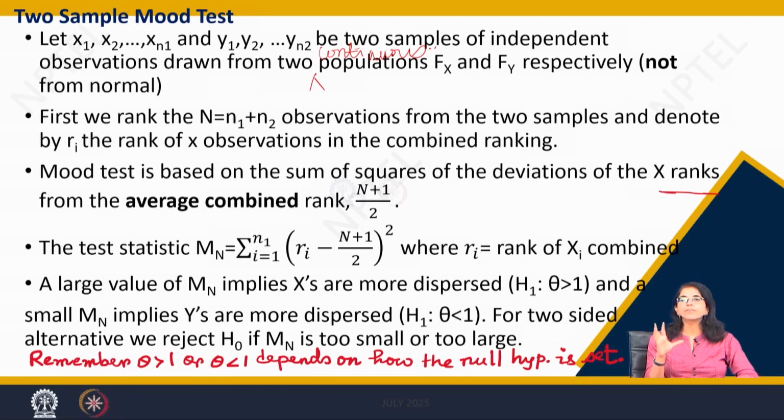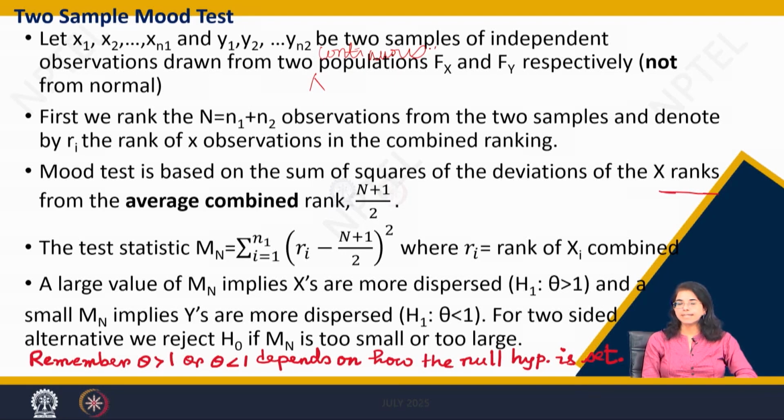What will be the combined rank? That will be 1 to capital N, right? So, what will be the sum of all ranks in the combined sample? 1 plus 2 plus 3 till N. So, the average combined rank will be N into N plus 1 divided by 2, and divided by capital N. So, N cancels out and you will have the average combined rank as (N+1)/2.